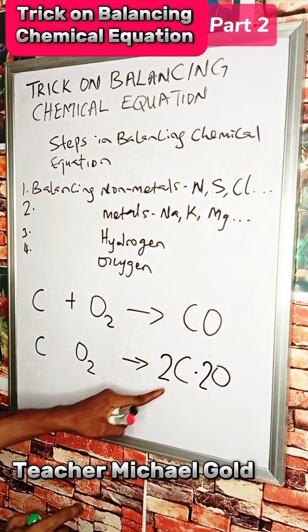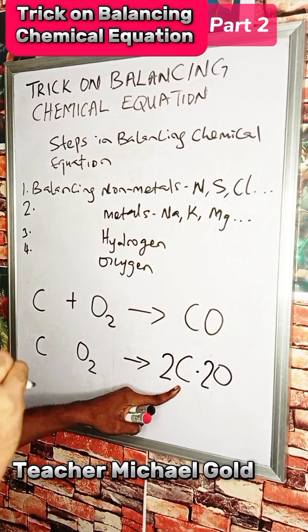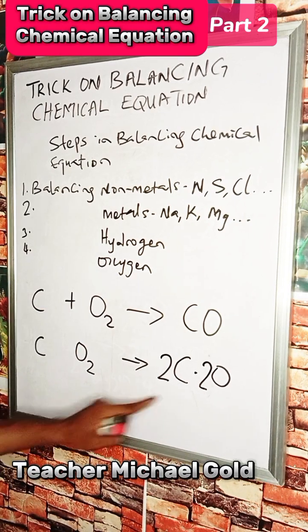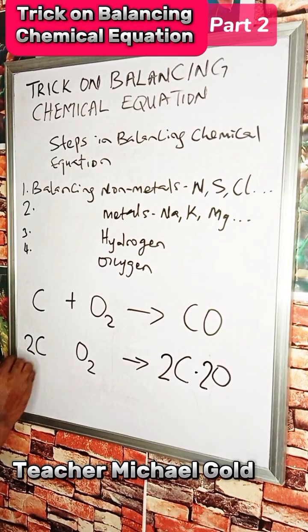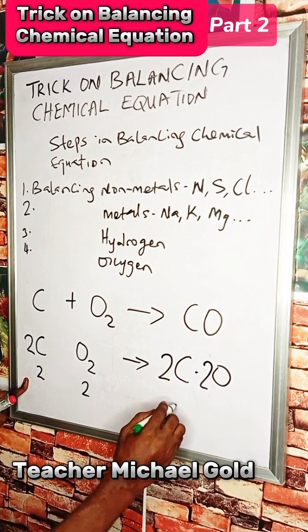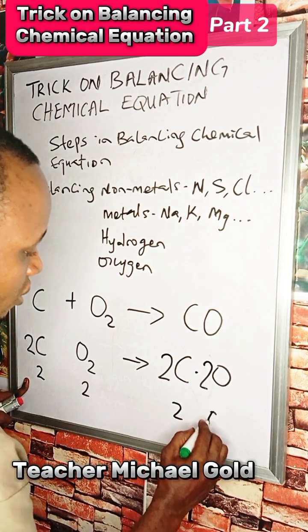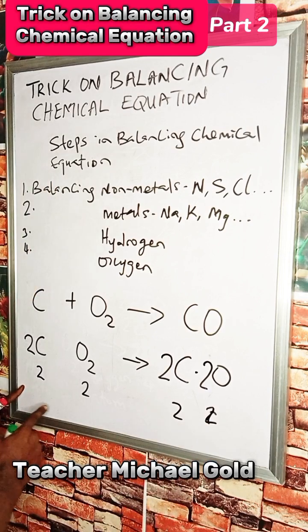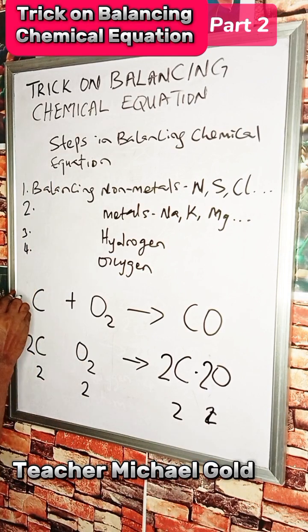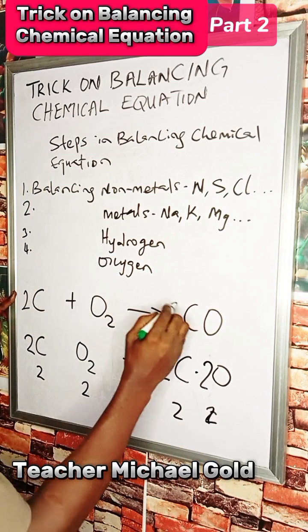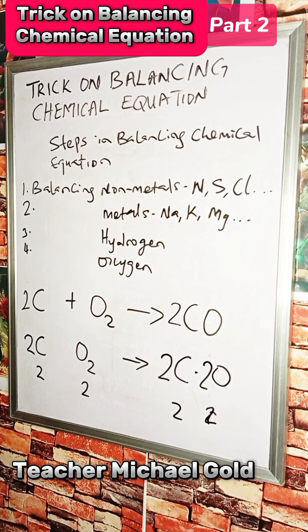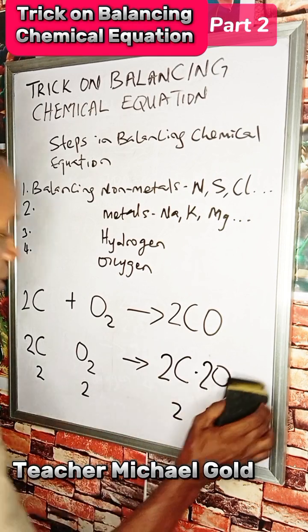If you add 2 there, that means carbon has also increased to 2. So if carbon has increased to 2, you come here and add 2 here. If you do that, you see that carbon here is 2, oxygen here is 2, carbon here is 2, and oxygen here is 2. So that means the equation is balanced. You now transfer your answer to this point here, 2 and 2. This simply shows that the equation is actually balanced.